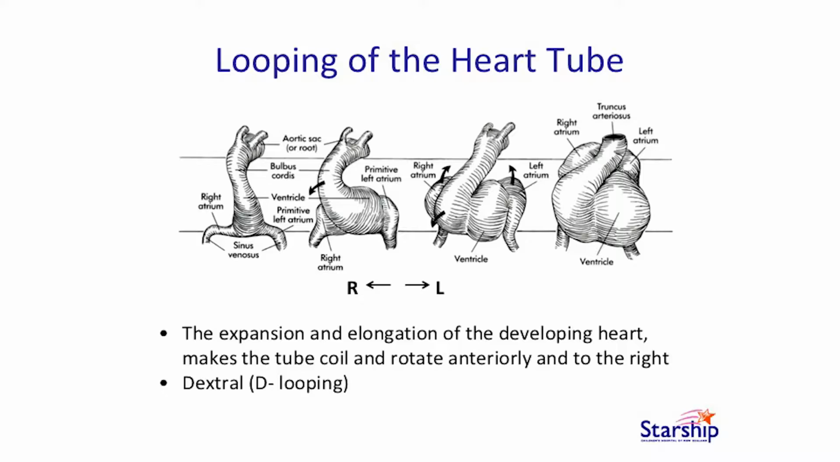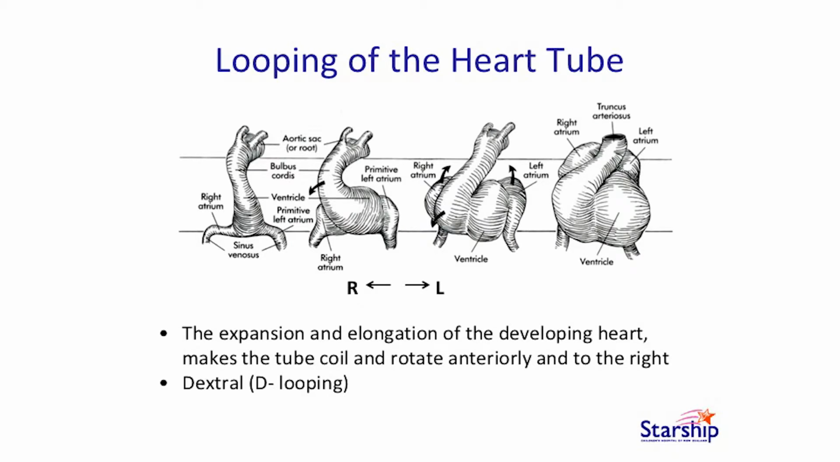So remember that by day 22, this little thing here is contracting. You've got blood flow initially flowing from the sinus venosus end and out, so going from tail to head, going out through the sinus venosus. So the next thing is cardiac looping.